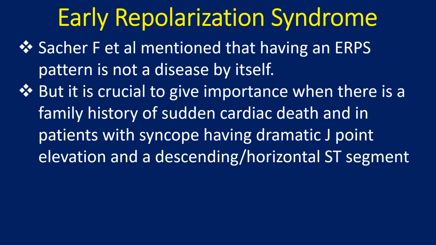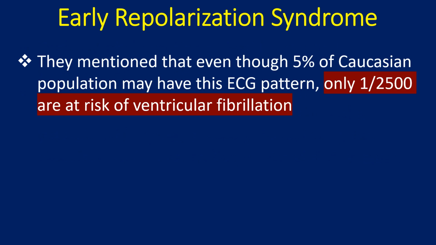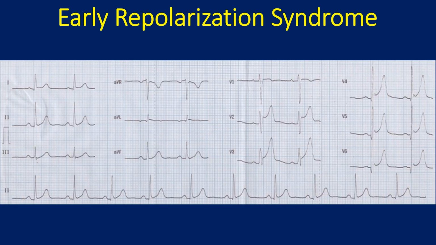Sacher and colleagues mentioned that having an ERPS pattern is not a disease by itself, but it is crucial to give importance when there is a family history of sudden cardiac death and in patients with syncope having dramatic J-point elevation and a descending or horizontal ST segment. They mentioned that even though 5% of Caucasian population may have this ECG pattern, only 1 in 2,500 are at risk of ventricular fibrillation. Another ECG showing early repolarization syndrome as evidenced by the concave upwards ST segment elevation in leads V2 to V6.